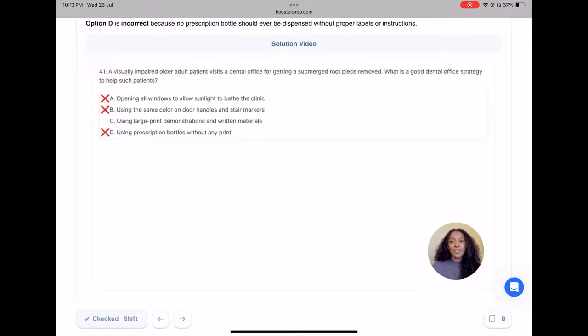Leaving us with option C, using large print demonstrations and written materials. A patient who is visually impaired has trouble seeing things, so using large font sizes makes reading written materials a lot easier. So all demonstrations, signs, and written materials should be in a large font size. So this would be the correct answer.